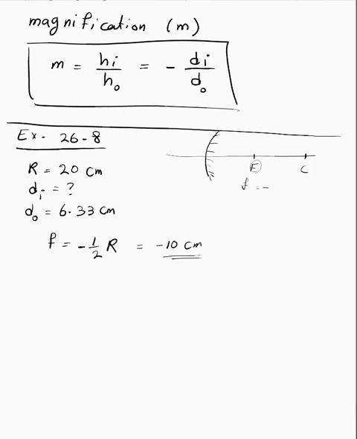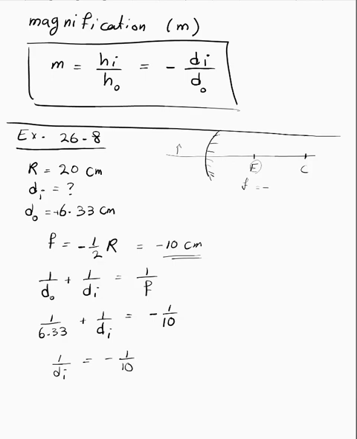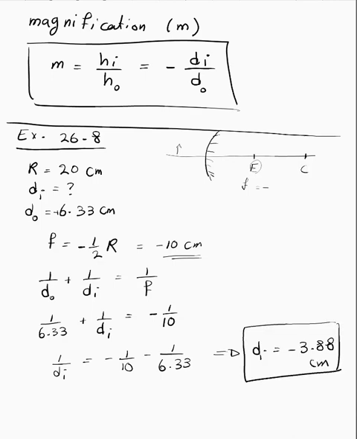Okay, so now I know my F, and I know that 1 over dO plus 1 over dI equals 1 over F. So I have the object distance to be 6.33, and it says that the object is positive 6.33 centimeters. So I assume that it is in front of the mirror, so it is positive. So I put 1 over 6.33 plus 1 over dI equals negative 1 over 10 centimeters. So I can find dI to be minus 1 over 10 minus 1 over 6.33. And when you calculate it, you get dI negative 3.88 centimeters, and it appears to be negative.